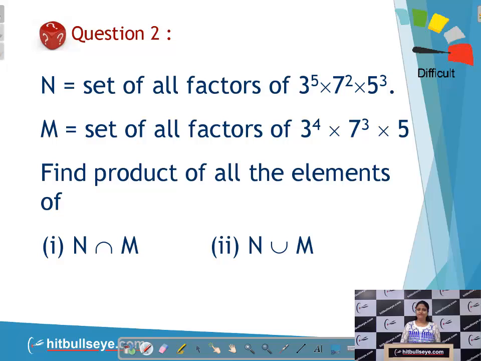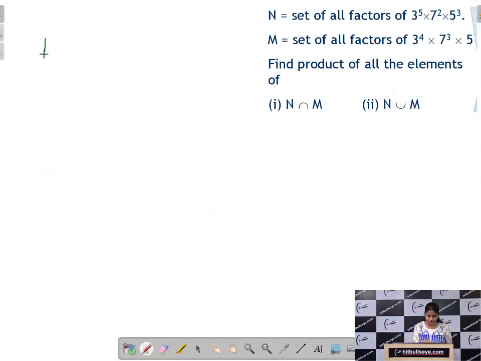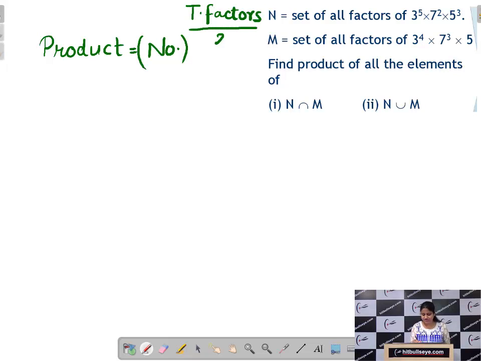N is the set of all factors of 3 raised to power 5 into 7 square into 5 cube. M is the set of all factors of 3 raised to power 4 into 7 cube into 5 raised to power 1. We want to find the product of all the elements of N intersection M and N union M. See, first of all, you must know this formula. What is the product of all the factors? It will be the number itself raised to power total number of factors divided by 2.